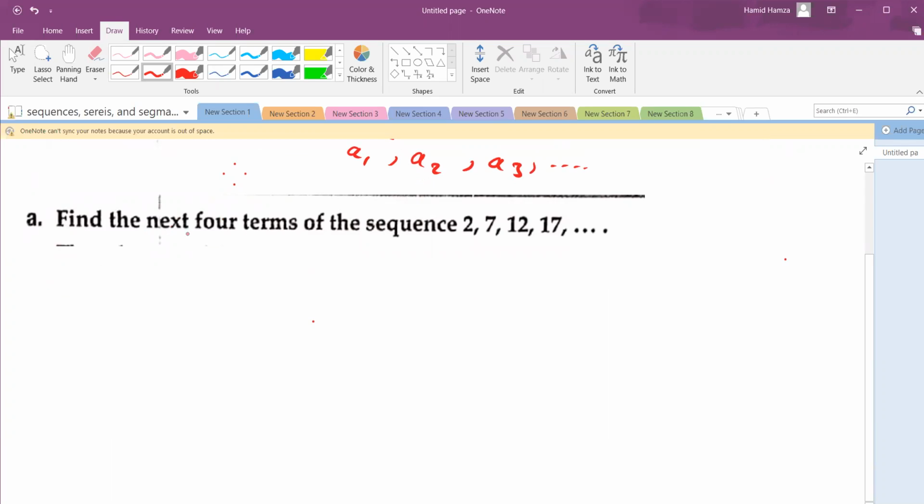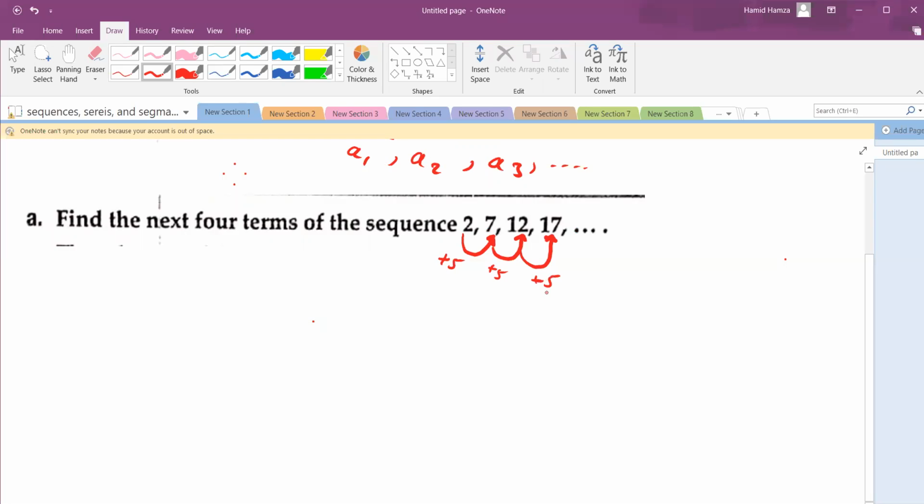The first question asks you to find the next 4 terms of the sequence. To find the next terms, we need to discover how the sequence works. So what makes 2 into 7, and what makes 7 into 12, and what makes 12 into 17? You will notice that the terms increase each time. Increased by what? If I subtract 7 minus 2, it will be 5. So increased by 5. 12 minus 7 is 5, 17 minus 12 is 5.